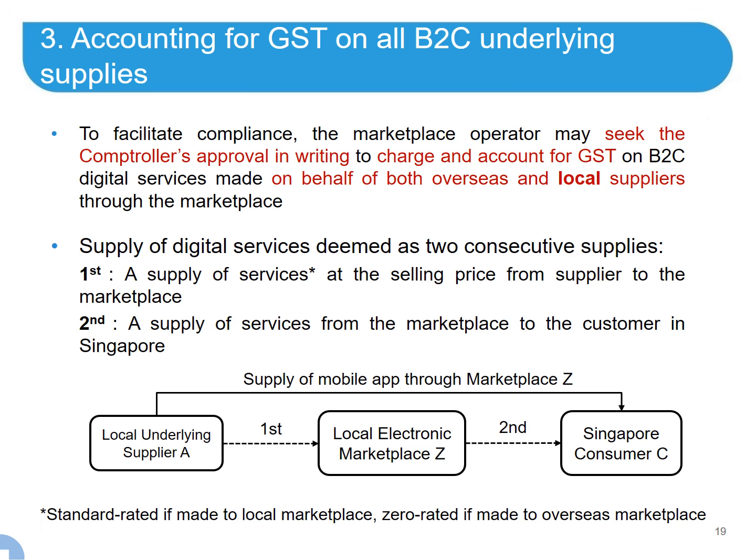making these supplies. To prevent the incidence of double taxation, where both the supplier A and electronic marketplace operator Z charge and account for GST on the same supply of digital services to the same end customer, the marketplace operators must either agree with the suppliers and inform them that the marketplace operator will be accounting for GST on the digital services made through its marketplace, or maintain contractual agreements with the suppliers to reflect the updated GST obligations.